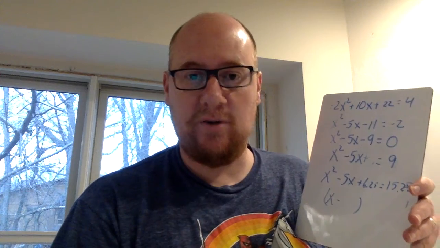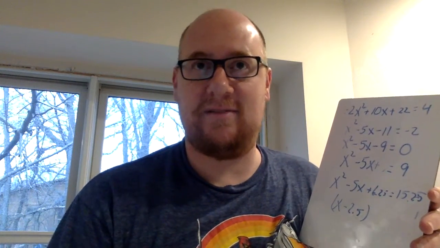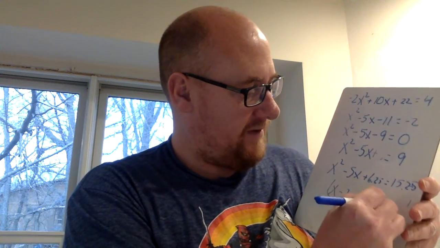6.25, if you take the square root of that, is actually 2.5. And we know that because if you go back to when we found 6.25, we just did 2.5 times 2.5 equals 15.25. Can't forget the square.